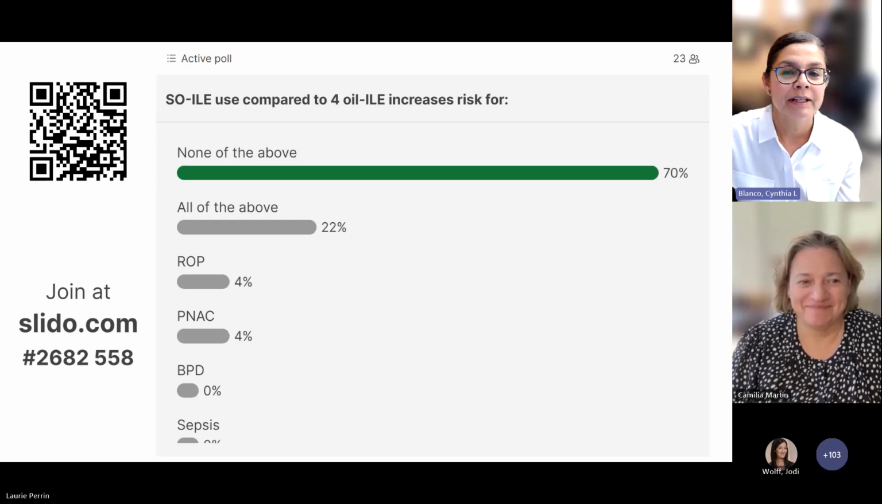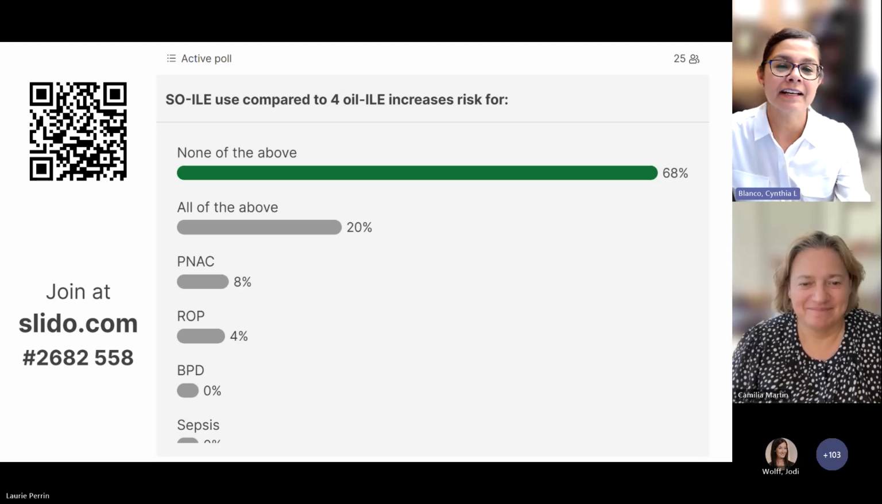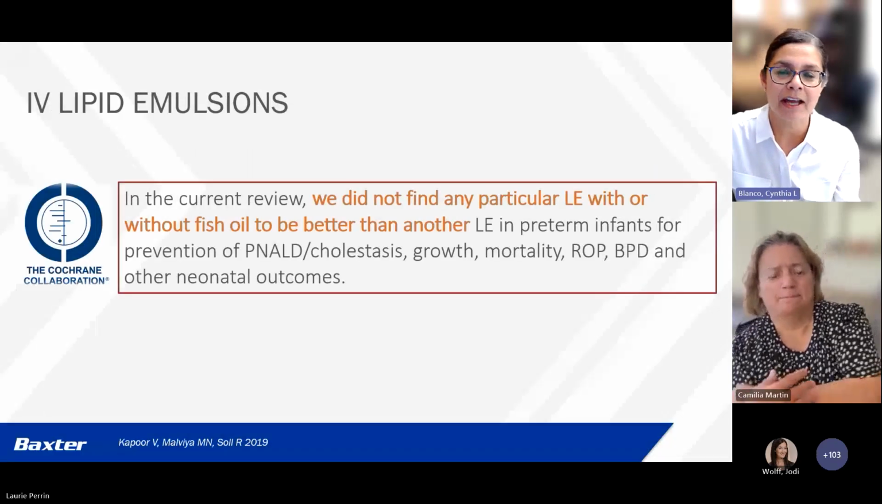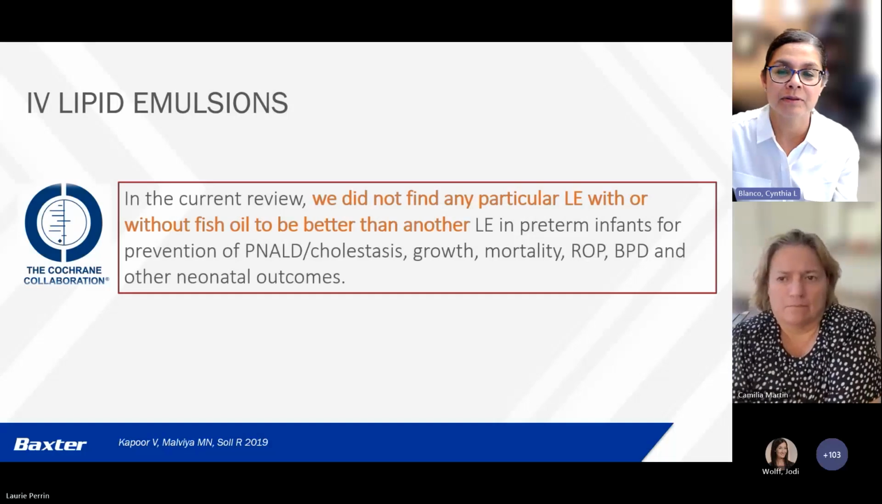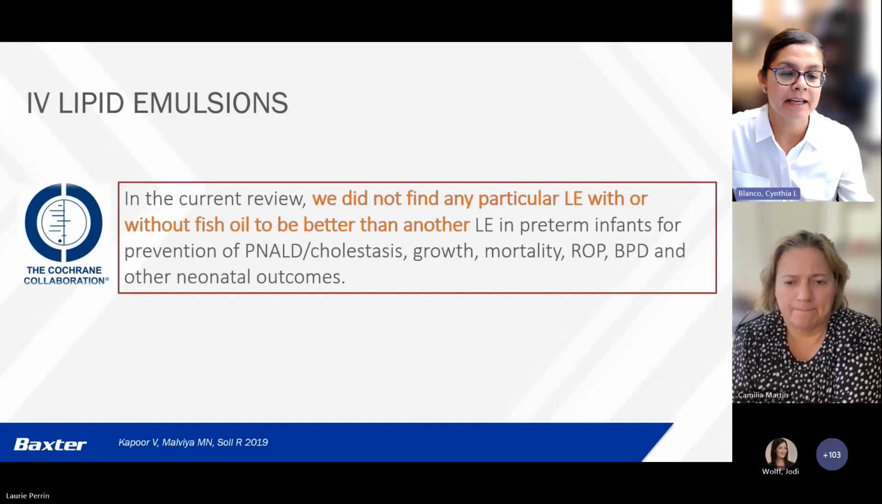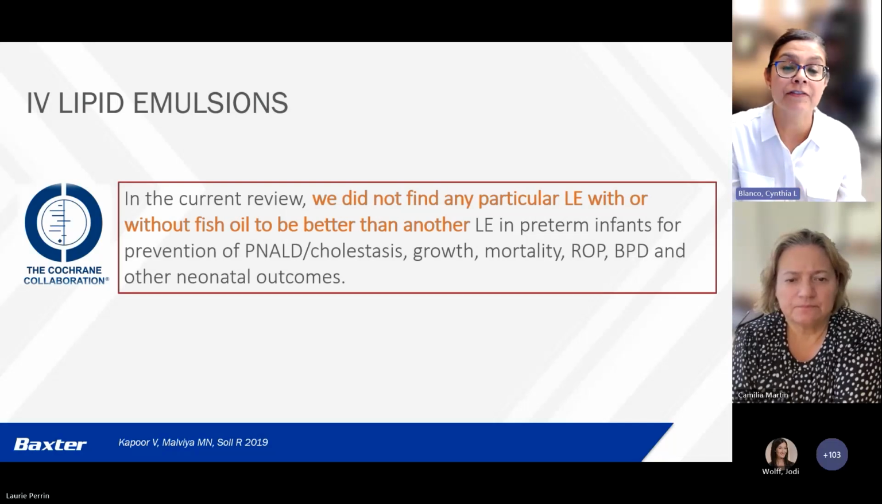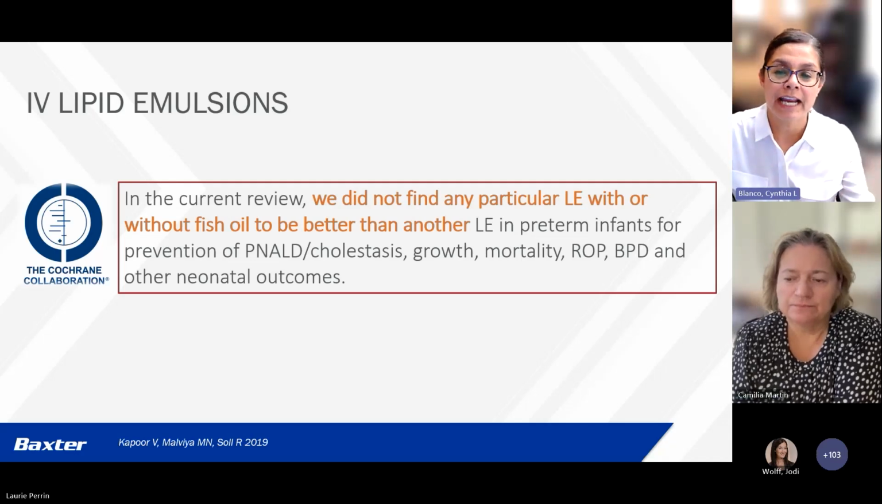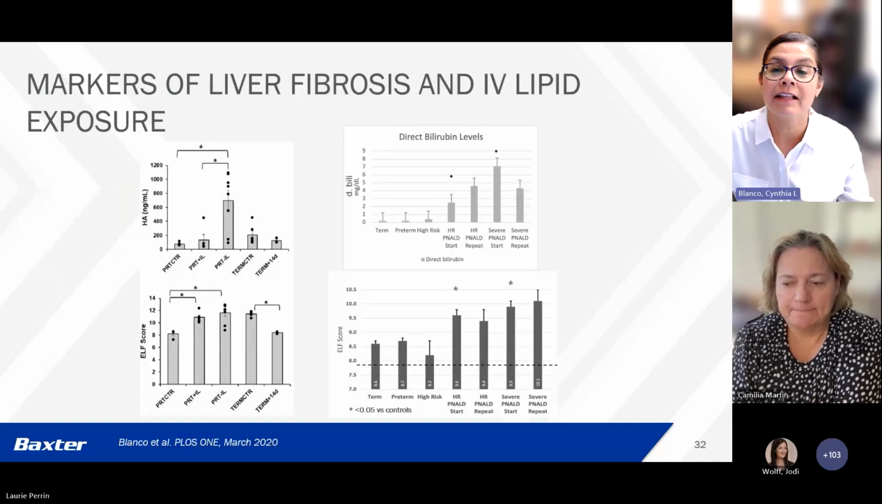And what do we know? So I'm going to go to the next slide. I see that none of the above. That was the answer that I was trying to allude to. Again, the same, a Cochrane review. There are some small studies, plus minus, of different events. But as a prevention therapy, we really don't have any particular lipid emulsion that will prevent any of these disease processes. If you want to go to the next one, I'm actually going to go a little bit more into detail in the liver, right?